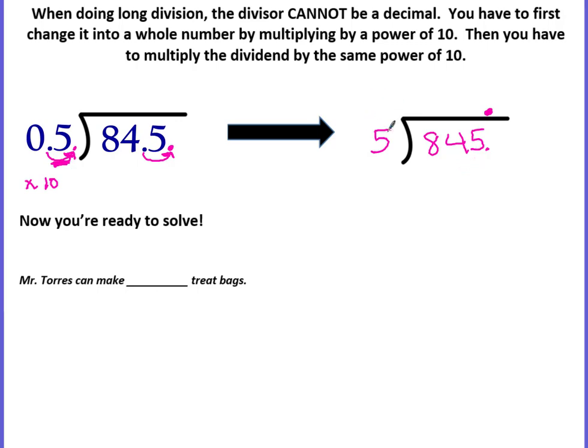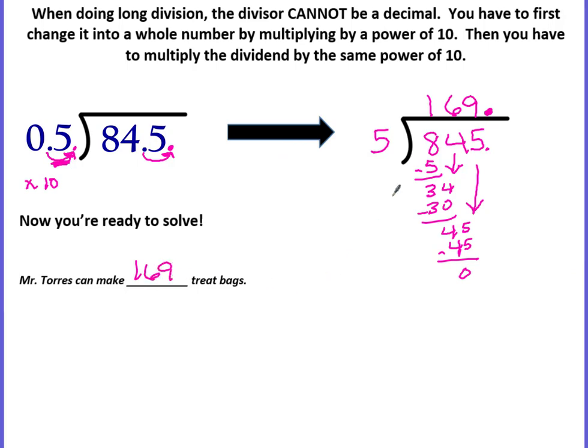So let's go ahead. 5 will go into 8 once, which is 5. Subtract, 3 remainder. Bring down the 4. 5 will go into 34 6 times, which is 30. Subtract. Bring down your 5. Try to keep everything lined up. And 5 will go into 45 9 times, which is 45. And there is 0 remainder, so we are done. So Mr. Torres can make 169 treat bags.